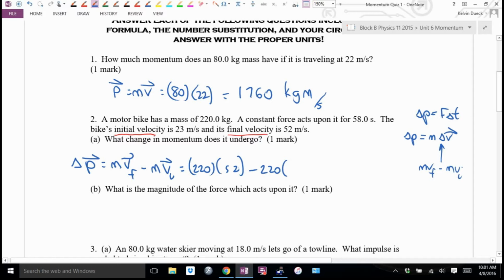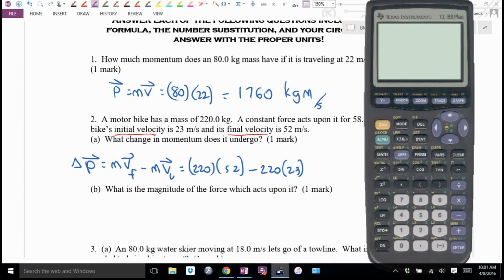Now I always read carefully, Tyler. I'm looking to see if there is a rebound, if there was a change in direction, if I was once going forwards and now I'm going backwards. I don't think so here. I think we're just speeding up. So v initial is going to be positive, and v final is going to be positive. So I'm going to get 220 times 52 minus 220 times 23. 6,380? Yes? No?